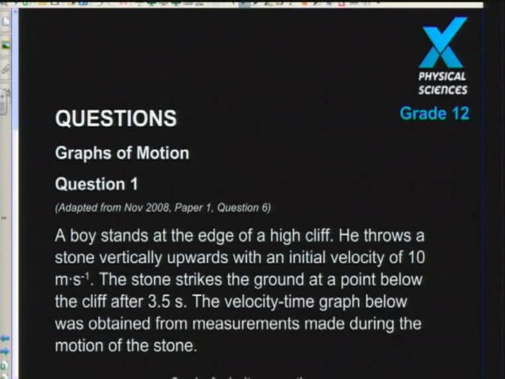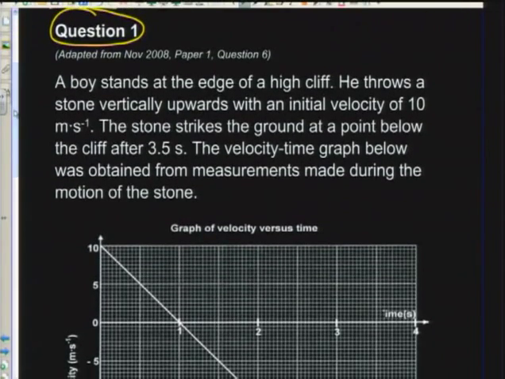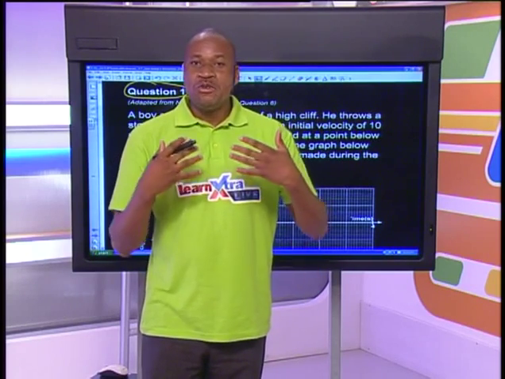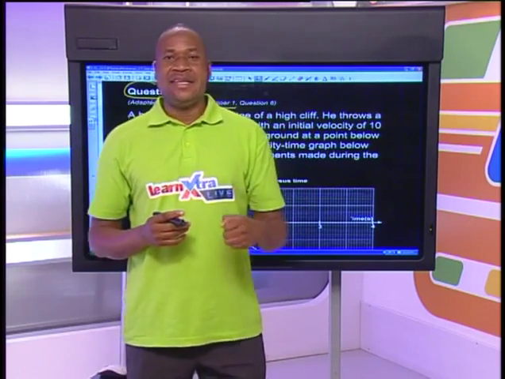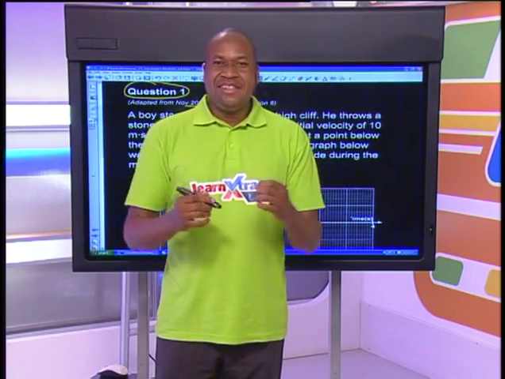Now, starting with question 1. In question 1, we're specifically going to talk graphs of motion. I've got a question here that is based on graphs of motion, and this question is from the November 2008 paper 1. This was the very first time when we started with the new syllabus, and it's a very nice question. One thing I need to mention right from the start is, once you have got a graph to work from, you answer based on that graph.